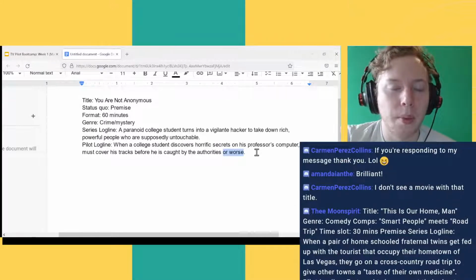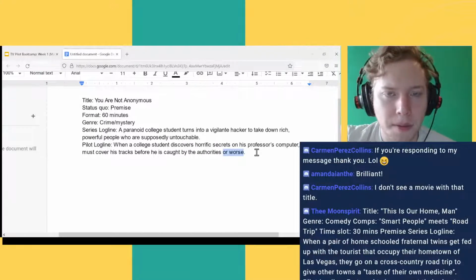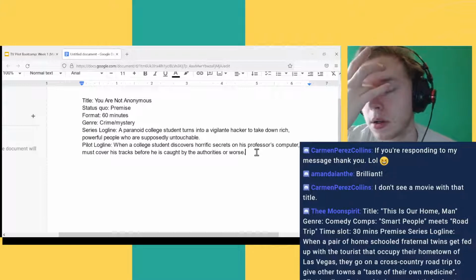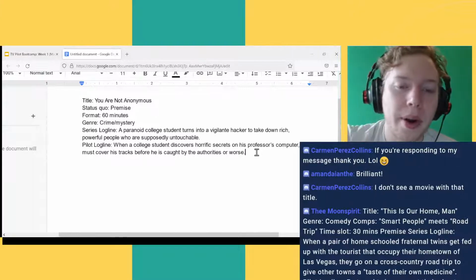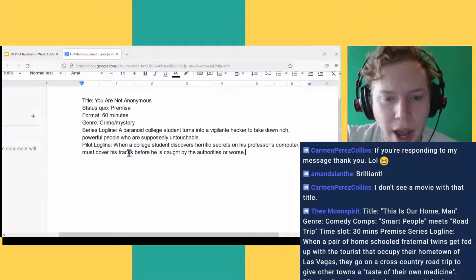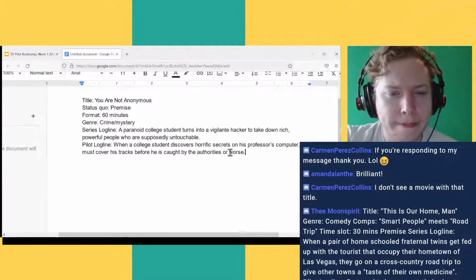The same thing. So wait, where in the pilot does that happen? Is that like halfway, or is that early on? Yeah, it's about halfway. Okay, then yeah, we don't have to actually mention that in the logline itself. Then he must cover his tracks before he is caught by the authorities or worse.